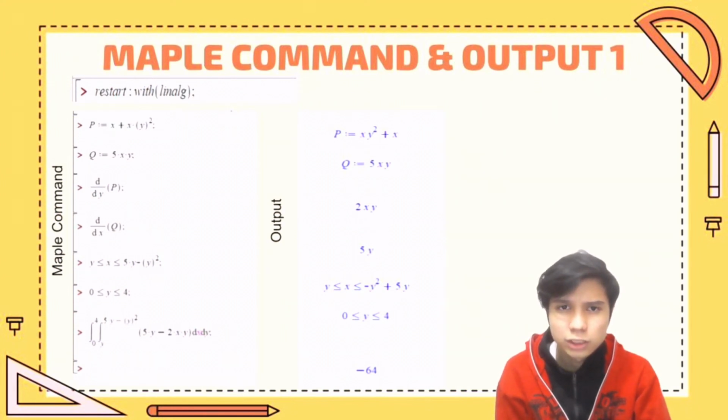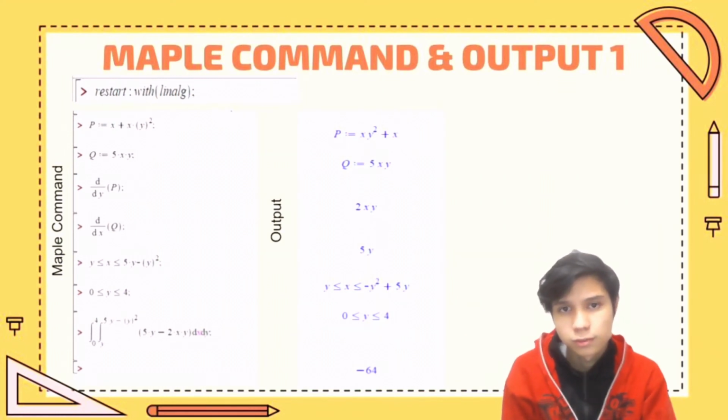After that, differentiate Q with respect to x and the output will get 5y. Next, we will set up the limit x is greater or equal to y and less than or equal to 5 times y minus y square. After that, we set up the limit y is greater or equal to 0 and less than or equal to 4. Lastly, we integrate and the final answer for question 1 is negative 64.